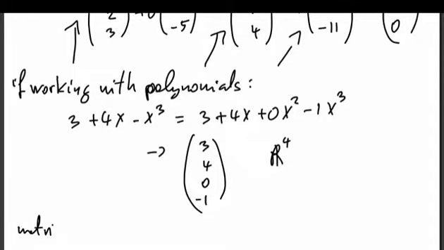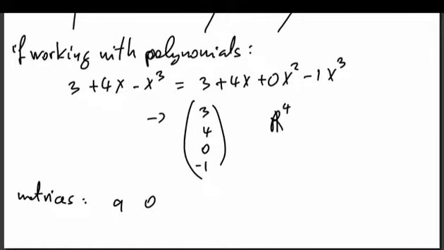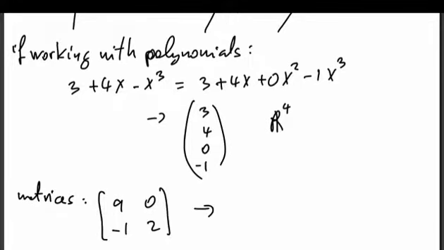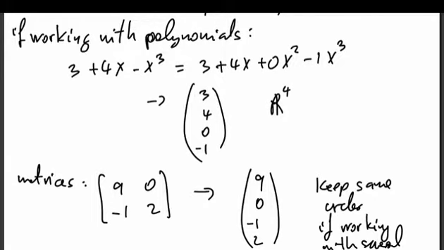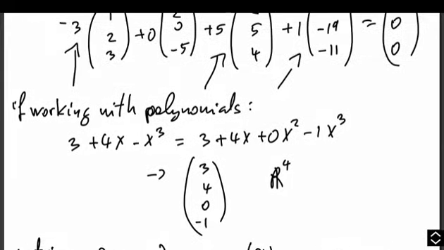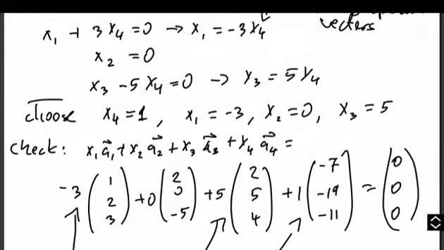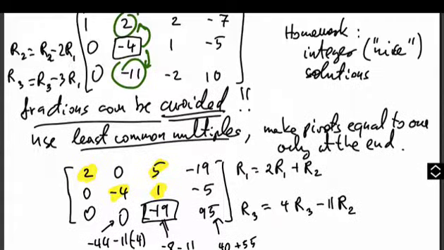Or for example, if we have matrices, a matrix like 9, 0, minus 1, 2, it doesn't matter what order you choose, just follow the same order. For example, row by row, collecting the coefficients 9, 0, minus 1, 2. Again, we get a 4-vector. So make sure that you keep the same order. And I want to emphasize that it's very, very useful to use this least common multiple rule in order to eliminate entries without working with fractions.